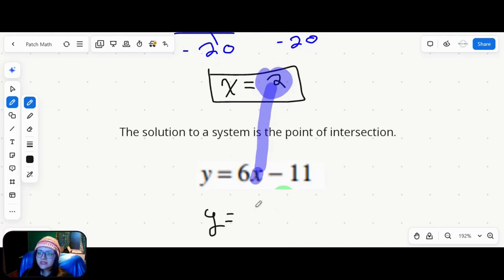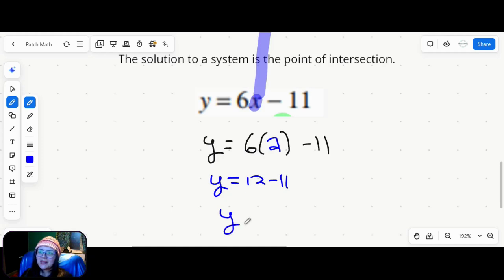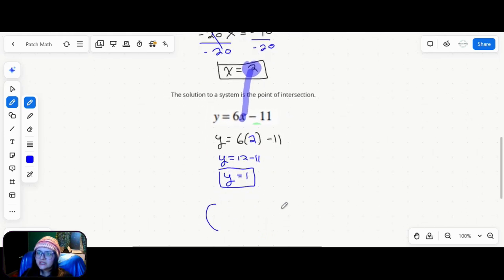Y equals 6 times that x minus 11. That x is equal to 2. We know that 6 times 2 is equal to 12. And 12 minus 11 is equal to 1. And so y equals 1 there. And our complete ordered pair, our solution to this system, is that x, comma, that y.